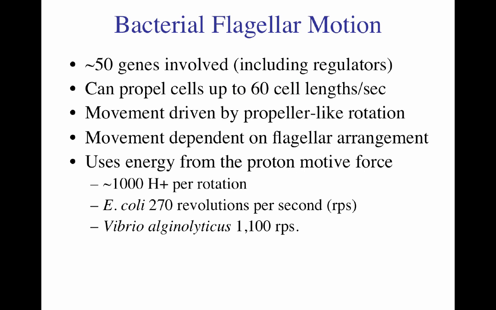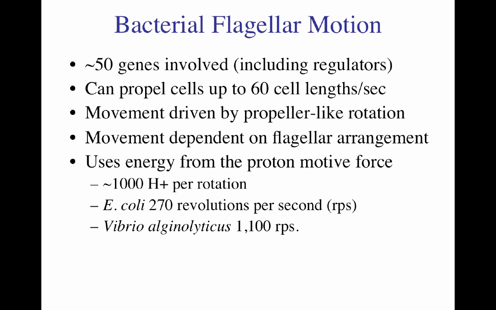So now, let's think about this for a moment. We have about 50 genes involved in flagellar motion. They can propel the bacteria quite fast, about 60 cell lengths per second. If a bacterium is about a micron, you can think that it's moving 60 microns per second. The movement of the flagellum is propeller-like in mechanism, so it's going around in a circle, and it depends on the flagellar arrangement. So bacteria that have a polar flagellum are going to move differently than bacteria that have a peritrichous arrangement. Now, energy wise, it requires the proton motive force.